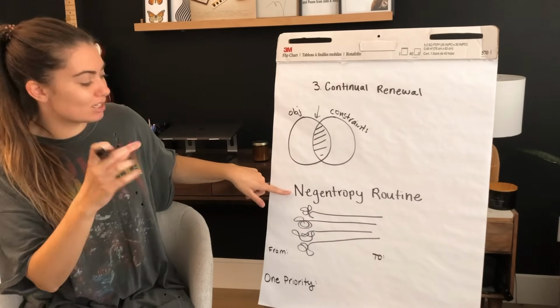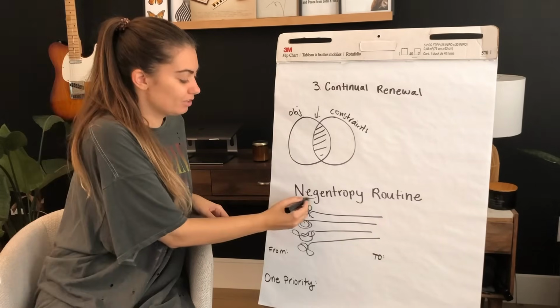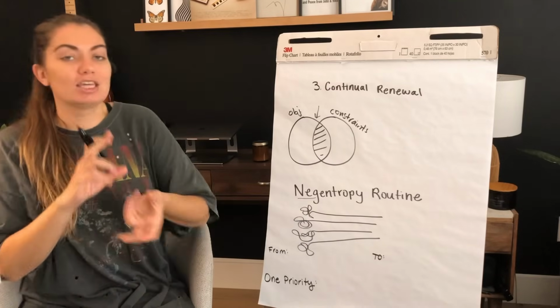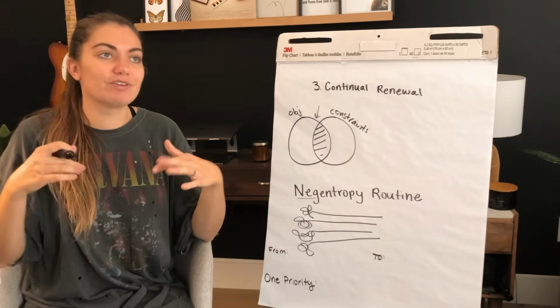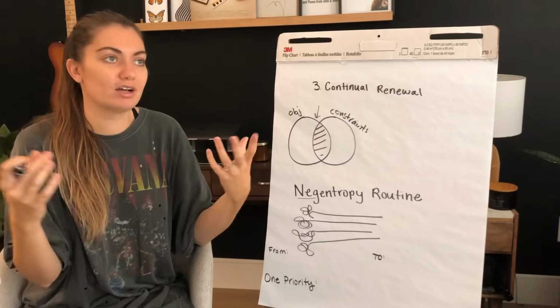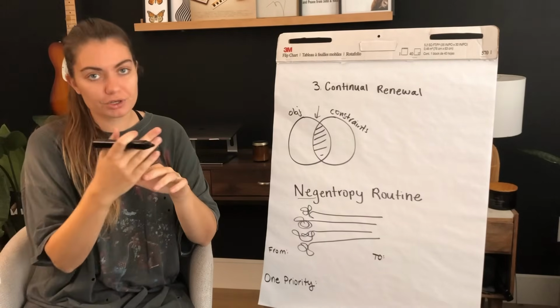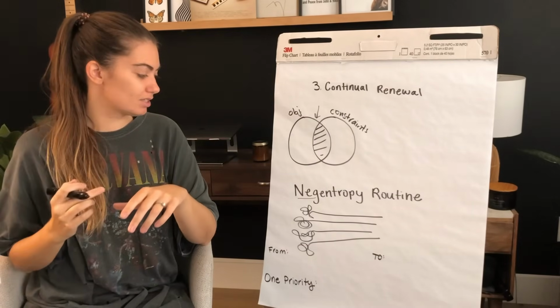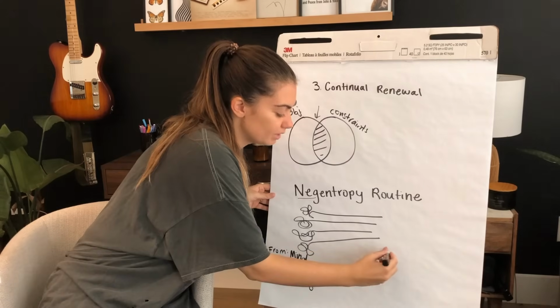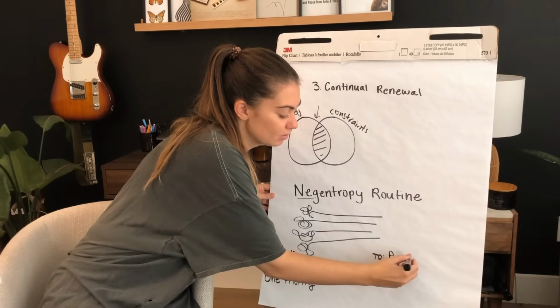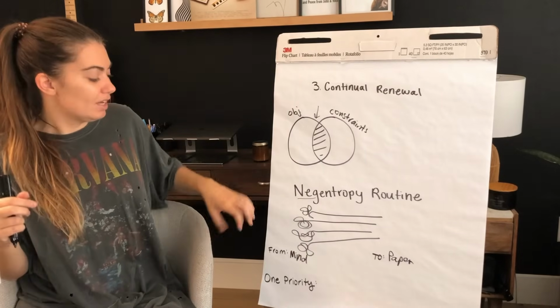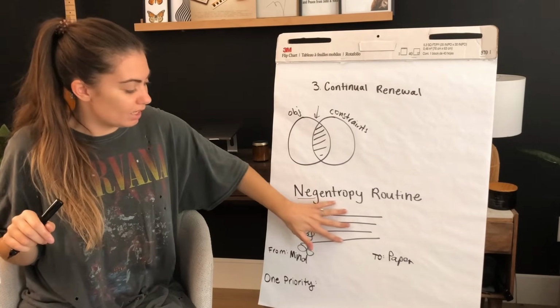So negentropy is the opposite of entropy. It's got this negative here, negative entropy. If entropy is bringing in all this disorder and chaos, negentropy is bringing in order and structure into this thing. Those things need to go from being in the mind to being on paper. And that's how we start streamlining this.